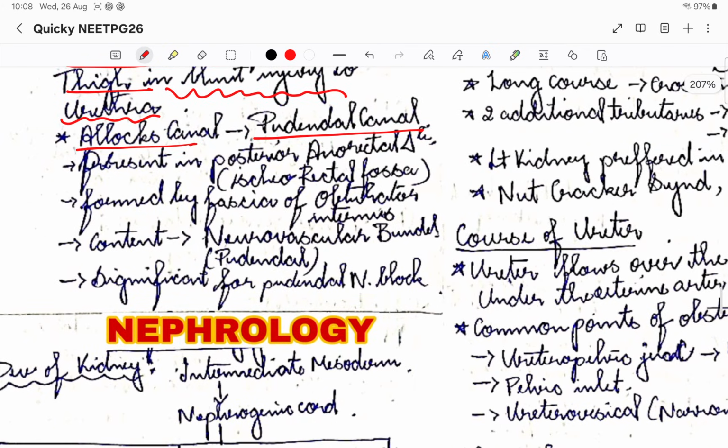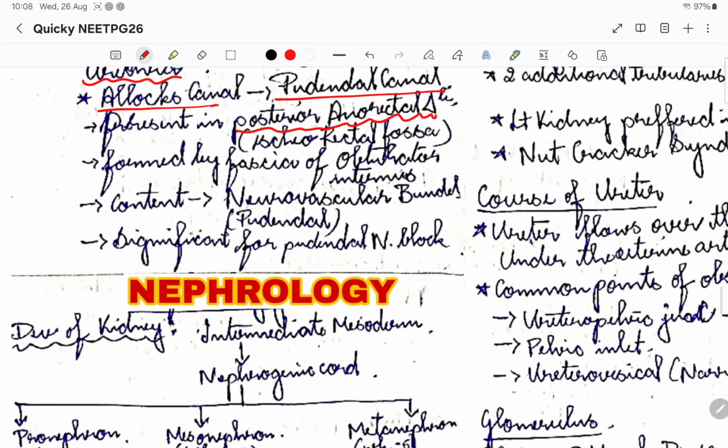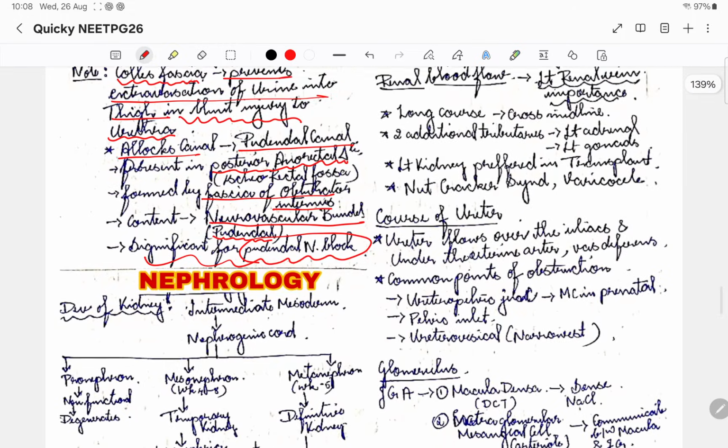This is present in the lateral wall of the ischioanal fossa, formed by the fascia of obturator internus. This forms the pudendal canal. The content is the neurovascular bundle, mainly the pudendal nerve. The significance is the neural block, the pudendal block during episiotomy and so on.